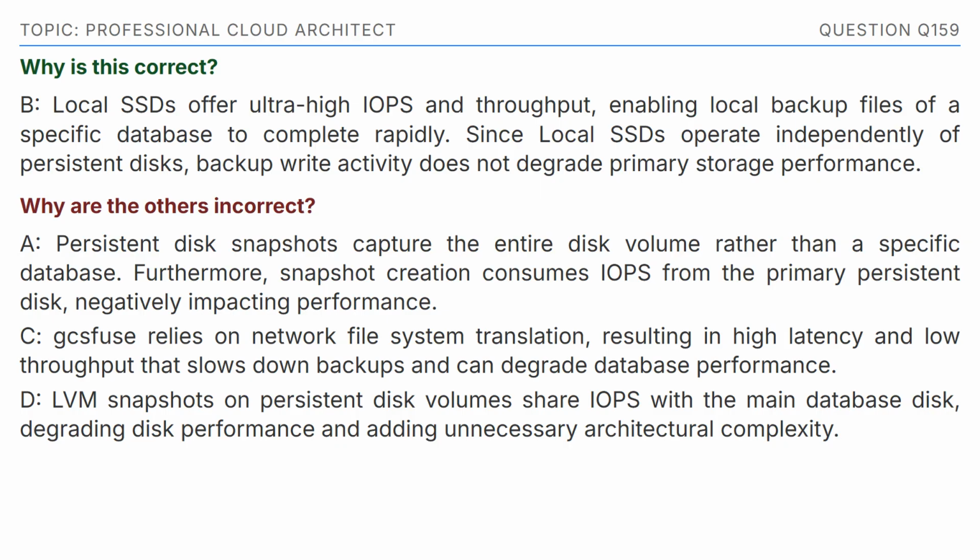Why are the others incorrect? A. Persistent disk snapshots capture the entire disk volume rather than a specific database. Furthermore, snapshot creation consumes IOPS from the primary persistent disk, negatively impacting performance. C. gcsfuse relies on network file system translation, resulting in high latency and low throughput that slows down backups and can degrade database performance. D. LVM snapshots on persistent disk volumes share IOPS with the main database disk, degrading disk performance and adding unnecessary architectural complexity.